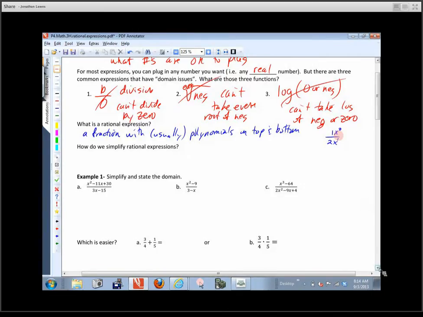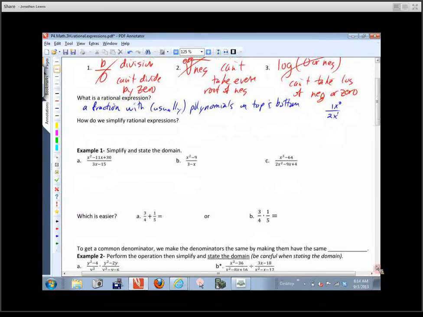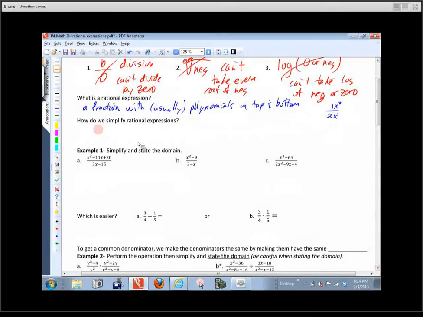Okay, and the next thing is, how do we simplify rational expressions? So let's say I had this. We'll make a really easy rational expression. Let's say I had 2x over 4x. How would I simplify that? Take a good look. Raymond's got his hand up. I think a lot of people know how to do this. How do I simplify that?